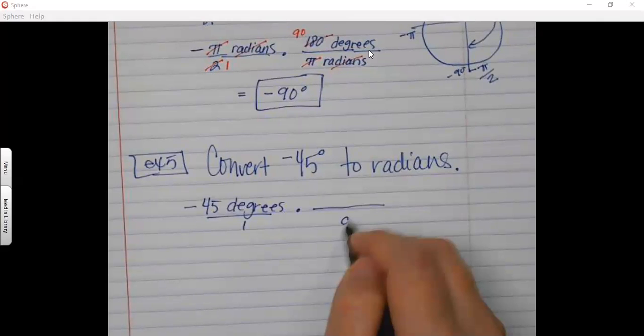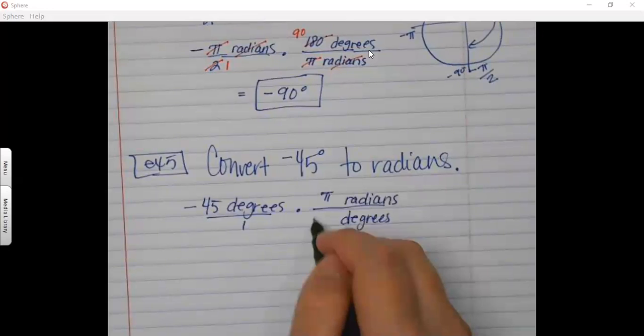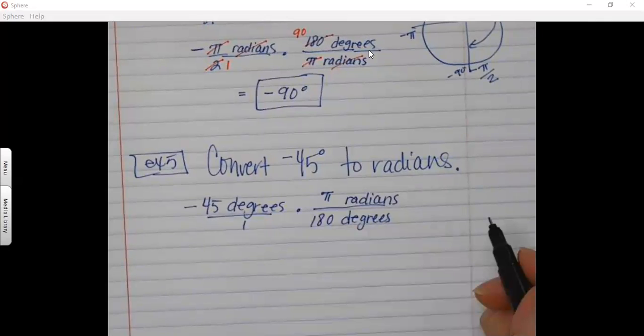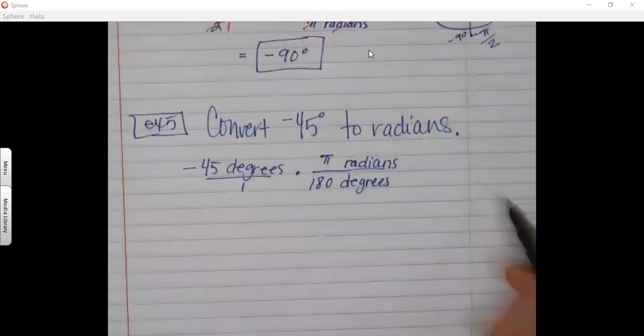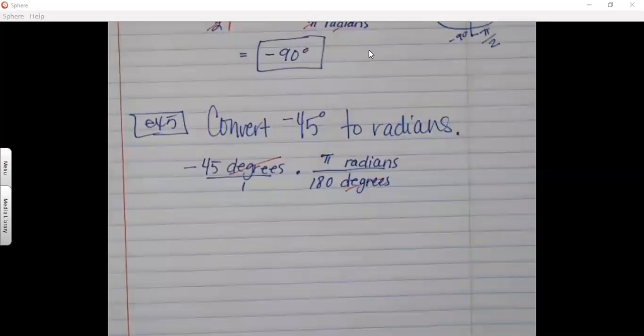What did you get? Negative pi fourths radians. Anybody else get negative pi fourths radians? Exactly. Good job. So I set up my conversion already. The word degrees cancels. The pi does not cancel. I can reduce 45 and 180 because 45 divides into both evenly. So 45 divides into 45 once, and 45 divides into 180 4 times.